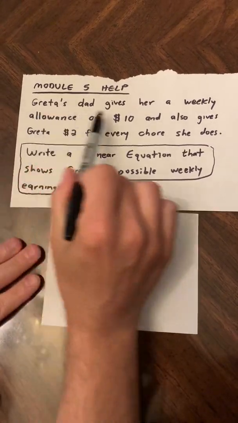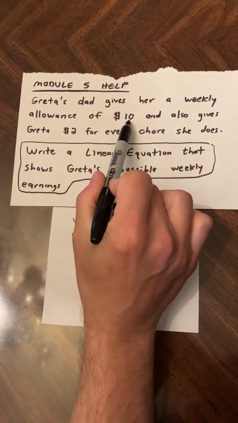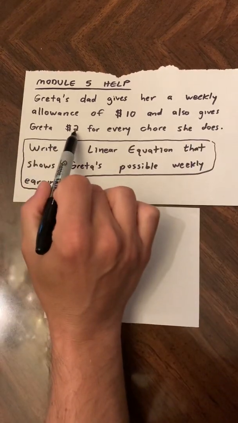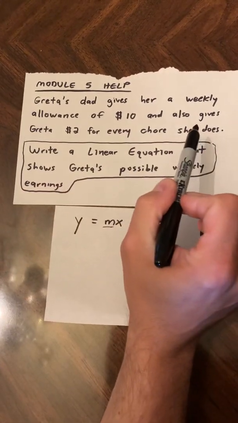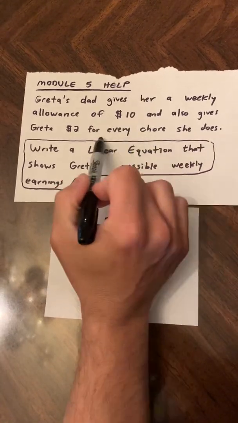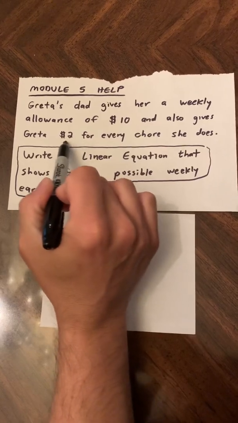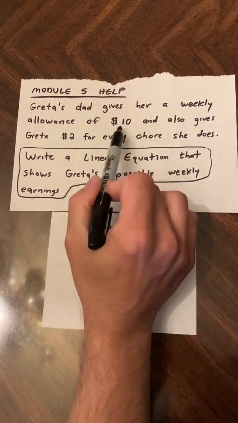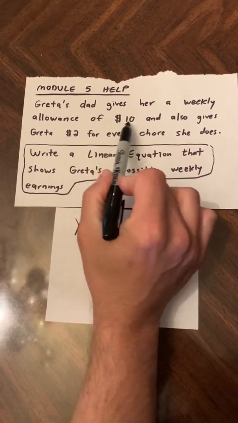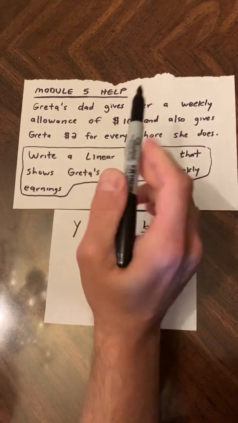So we have to decode what's going on here. Greta's dad gives her a weekly allowance of $10. That's a one-time thing, she gets that every week. And then she also receives $2 for every chore she does. There are some key words in here. We see "for every chore she does," and that indicates that 2 is our slope, our m value. And since $10 is how much she starts with, what she's guaranteed even if she does 0 chores, that's going to be our y-intercept.